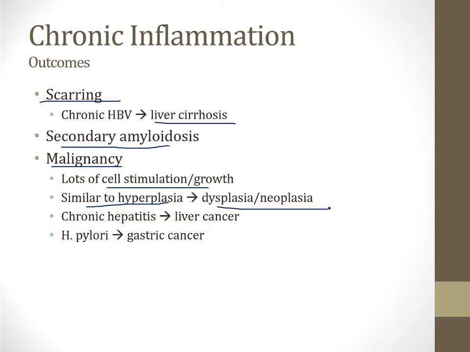And there are many, many examples of chronic inflammation leading to cancer. Chronic hepatitis can lead to liver cancer. H. pylori infection of the stomach is a chronic inflammatory process that can lead to gastric cancer. There are many, many other examples.